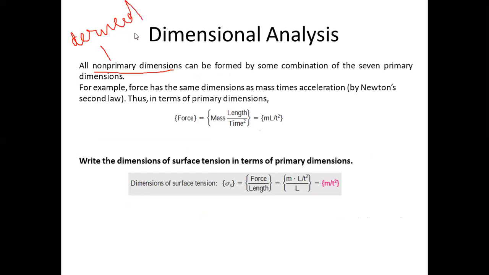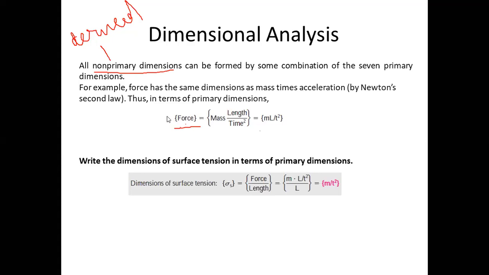So what are derived dimensions? Derived dimensions are the dimensions which can be obtained from the fundamental dimensions. Those are called derived dimensions. Like the example I have given here, force. Force is again a dimension. You can measure force, fine.